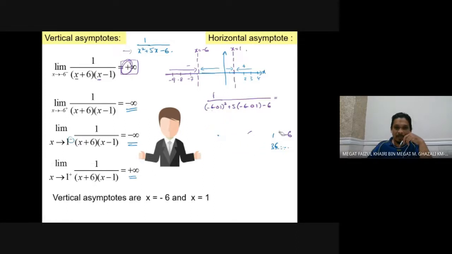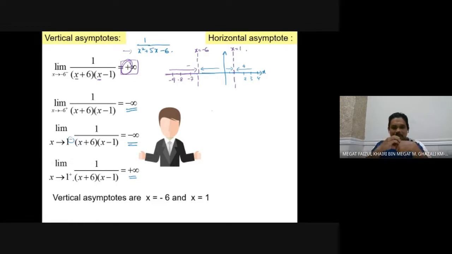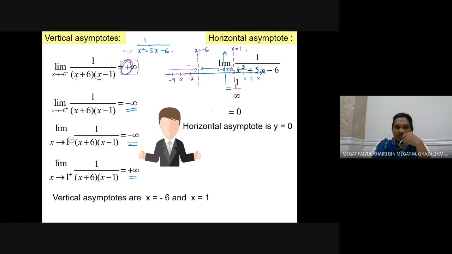Okay. So for the vertical asymptote, it's clear. We have found out the limit when x approaches negative 6 from left and right, and x approaches 1 from left and right. Okay, now the limit as x approaches positive infinity is 1 over infinity, or approaching 0. So then the horizontal asymptote is y equal to 0 and the vertical asymptotes are x equal to negative 6 and 1.